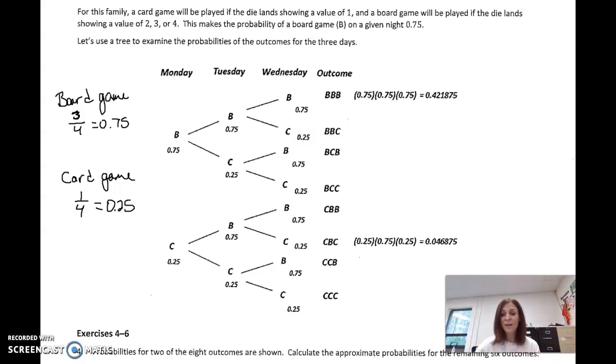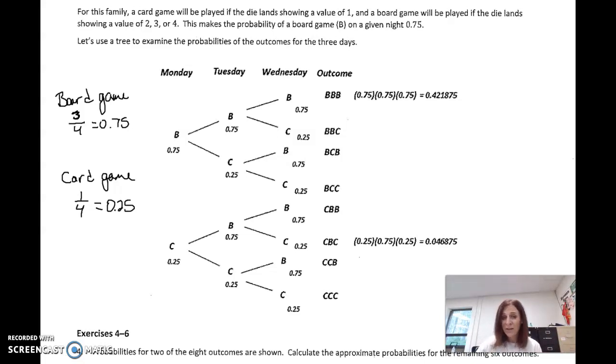So if we want to find the probability, these are not equally likely. You can't just say, oh, well, there's 8 choices, I want this one, that's 1 out of 8. Because it's not, because they're not all equally likely to happen. So what you have to do is, inside the tree diagram, we multiply. Here's what I mean. Board game, board game, board game. 0.75, 0.75, 0.75. Multiply them together. That's what those parentheses mean. You multiply 0.75 times 0.75 times 0.75, you get 0.421875.